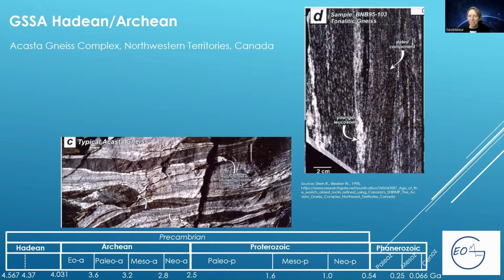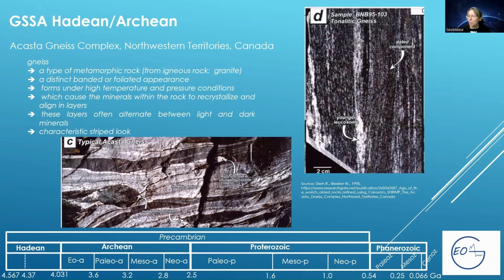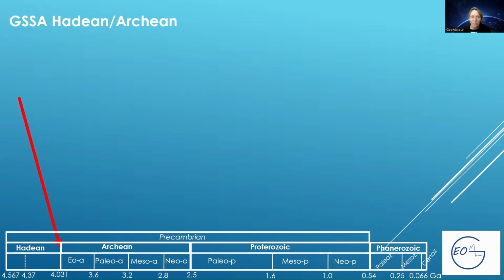And generally, some information about gneiss. It's a type of metamorphic rock and has a distinct banded or foliated appearance, forms under high temperature and pressure conditions, which cause the minerals within the rock to recrystallize and align in layers, and these layers often alternate between light and dark minerals and have a characteristic look.